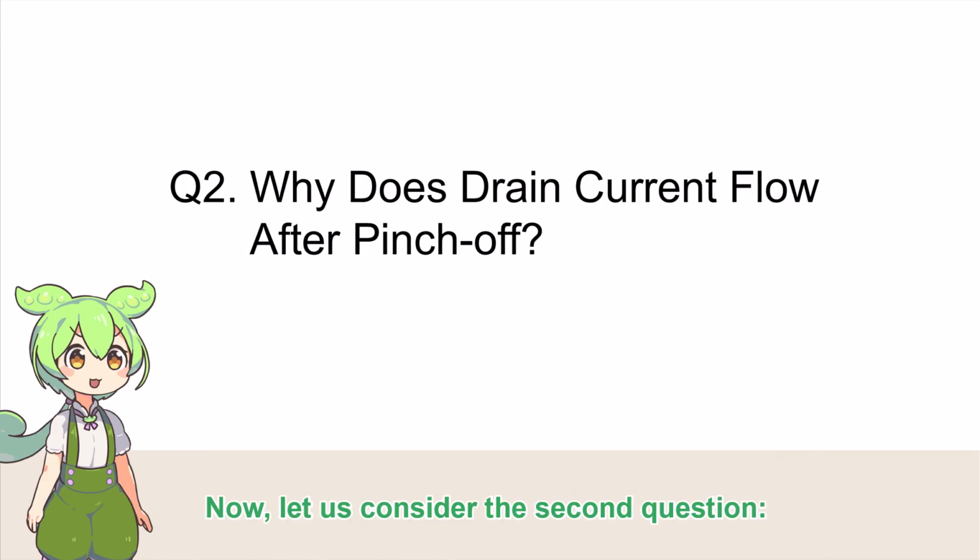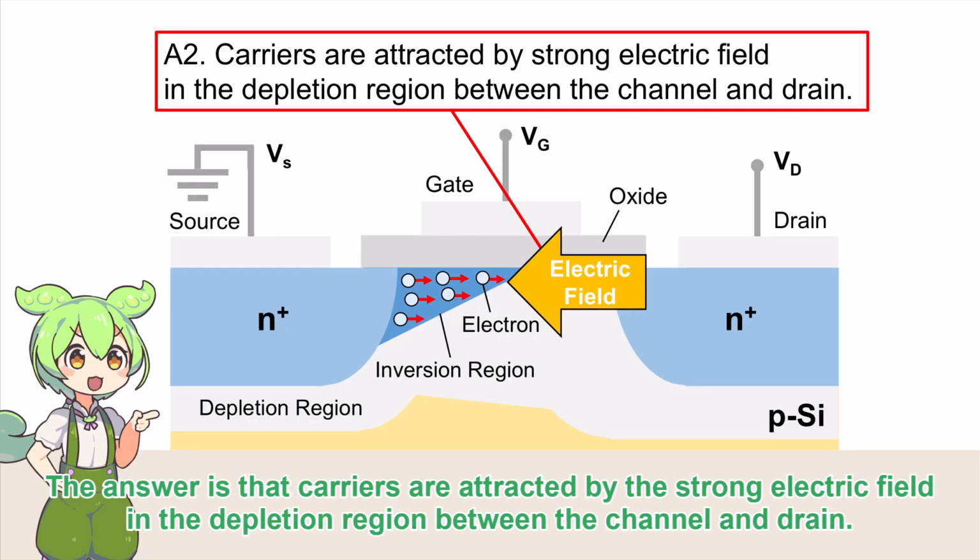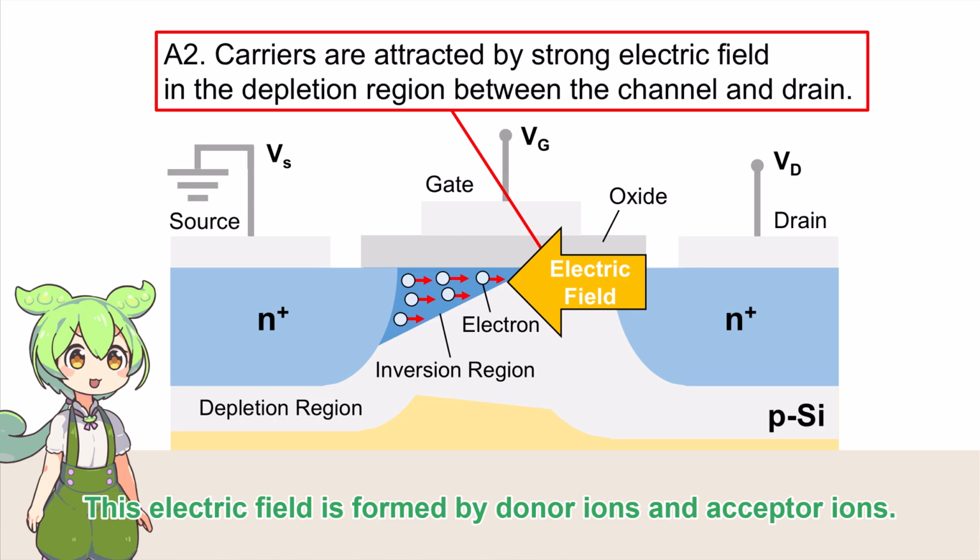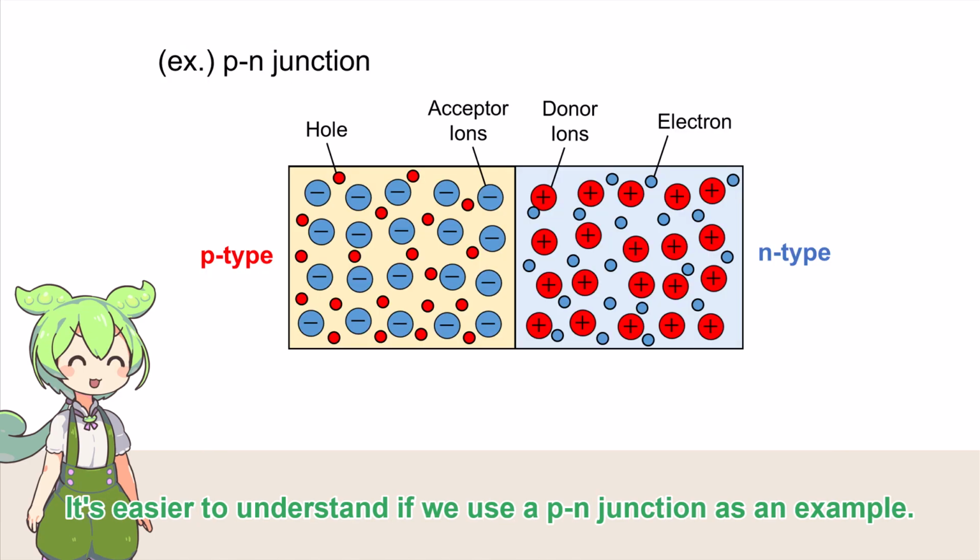Now, let us consider the second question. Why does drain current flow after pinch-off? The answer is that carriers are attracted by the strong electric field in the depletion region between the channel and drain. This electric field is formed by donor ions and acceptor ions. It's easier to understand if we use a p-n junction as an example.